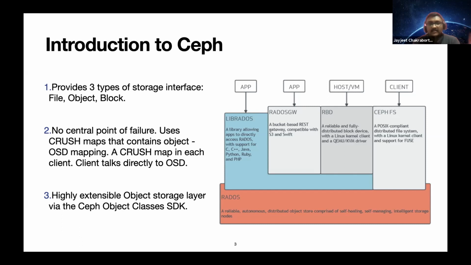The other thing for which we use Ceph is that it is highly extensible. The object storage layer, the bottommost layer, is highly extensible through plugins. You can write some code in C++, and that allows you to extend the functionality of the objects. It allows you to directly access and manipulate the objects inside the storage nodes, basically. So that's Ceph in a nutshell.